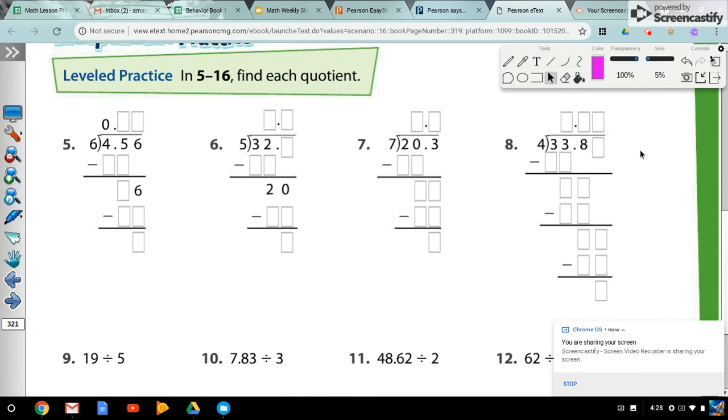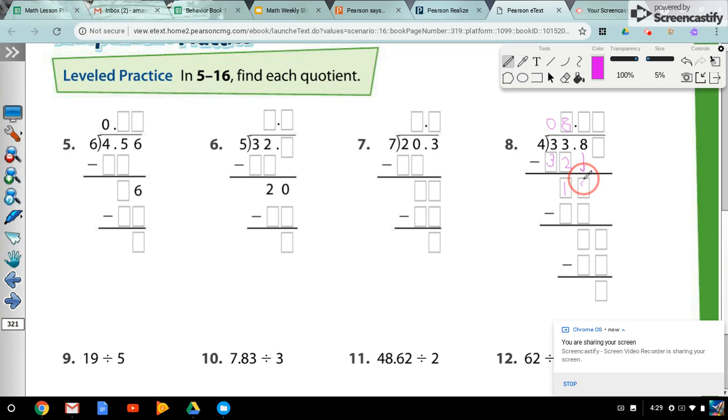Let's try number 8. Number 8 has 4 going into 3. 4 doesn't go into 3, so we're going to put a 0. Now we're going into 33. That's going to be 8 times. 4 times 8 is 32. 33 minus 32 is 1. Brother brings down 1 digit.